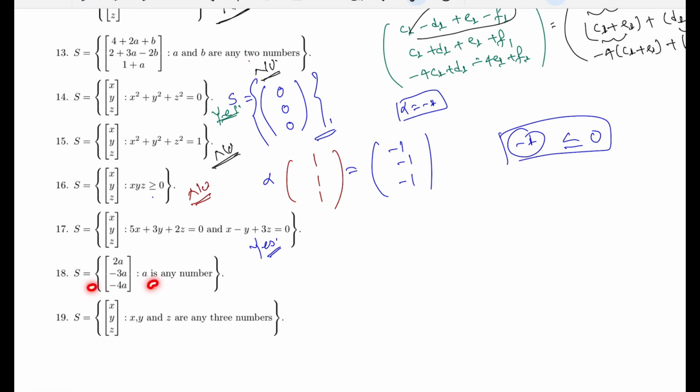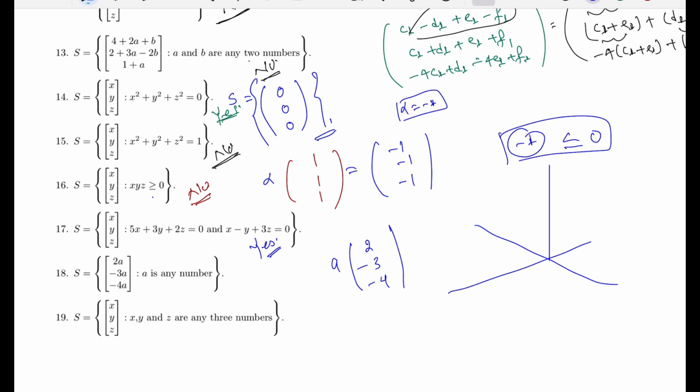Question number 18 is we have this kind of vector and a is any number, so you can easily look at this. This is nothing but a times this vector, that is 2, minus, and minus 4. So it is a vector in three-dimensional space. Let's say this is this vector, and what we are doing is just multiplying by a scalar quantity, so we are just scaling this vector, right, and it will pass through the origin. So yes, this is again a subspace of R cube. And if you have doubt, simply check all those three conditions.